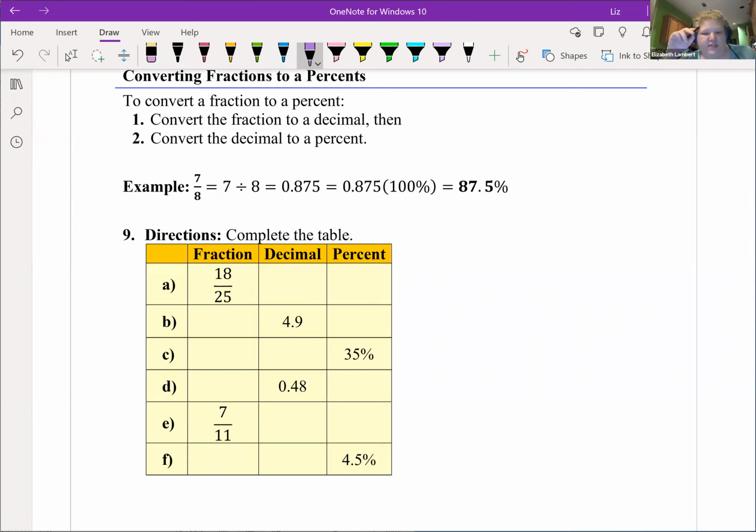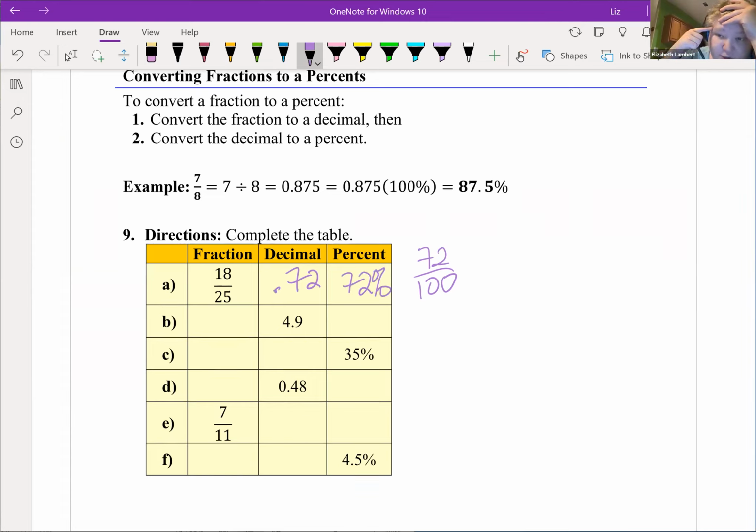So 18 over 25. I could crunch that on the calculator, but I do happen to know 25 works nicely with 100. If I multiply by 4, I would get 100, which then I can convert to my nice decimal. So the 18 times 4 is 72. So this is the same as 72 over 100. That's an equivalent fraction. And then the decimal would be 0.72.